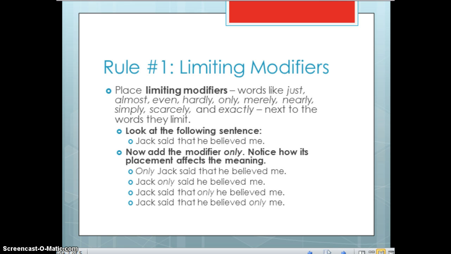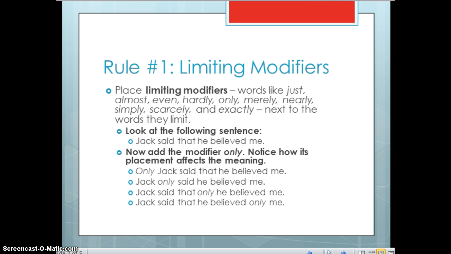So we're going to place only at the beginning, and that would say, only Jack said that he believed me. Now, if you place the modifier there, it's going to mean that Miguel didn't believe you, Mary didn't believe you, Tom didn't believe you. It was only Jack who said it. Okay, if we put Jack only said he believed me, that means Jack didn't mean it. He only said it. So he probably is not thinking you're very truthful.